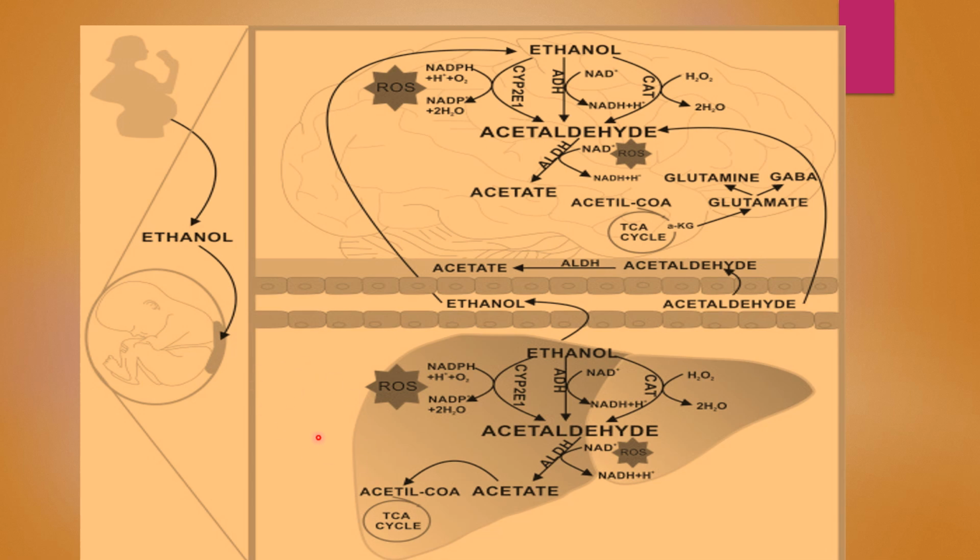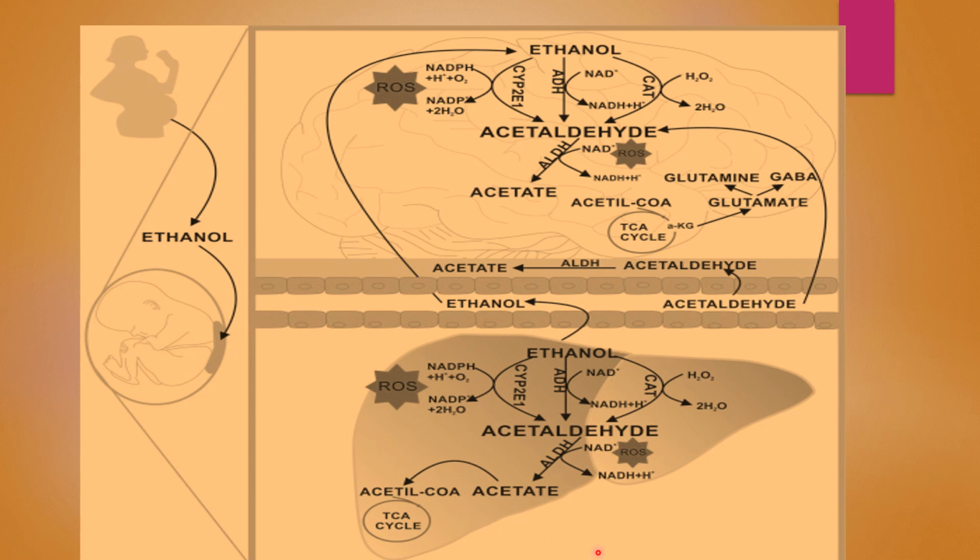So a huge amount of ketone bodies are synthesized, and reduced oxaloacetate, decreased pyruvate, and high NADH level, all these lead to many other metabolic alterations, like alcohol causing CNS depression.